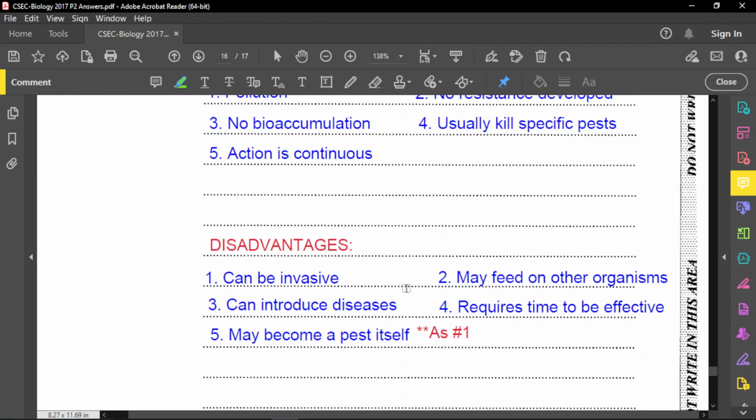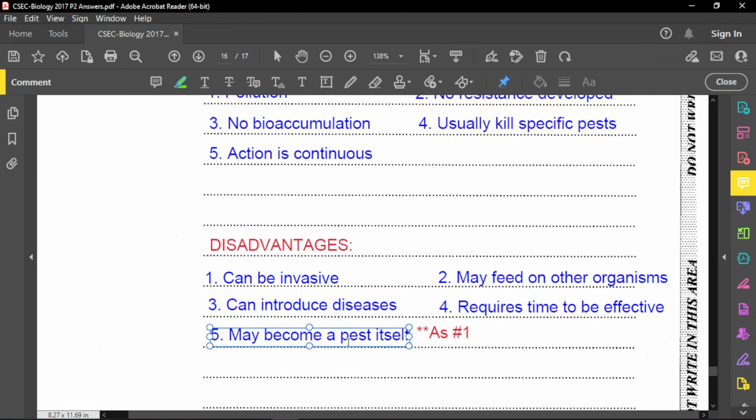Since it's a living organism, they can sometimes carry diseases that you don't know they have. Again, a disadvantage is that it requires time to be effective, because when you introduce a living organism to control another living organism, it may not immediately kill everything. As one of the advantages, that is a continuous thing, and so it may take time for it to be really effective. It may not be immediate, like today, you spray chemicals now, and it may have an immediate effect to kill all the bugs or all the pests.